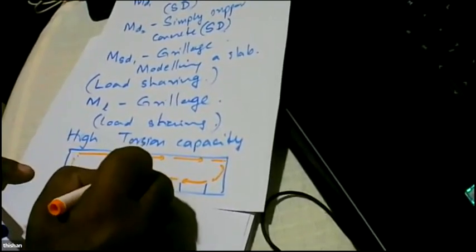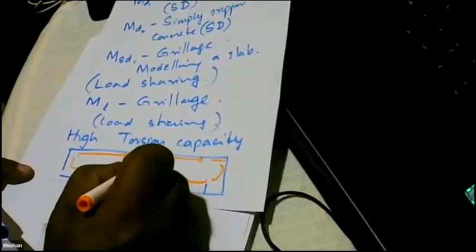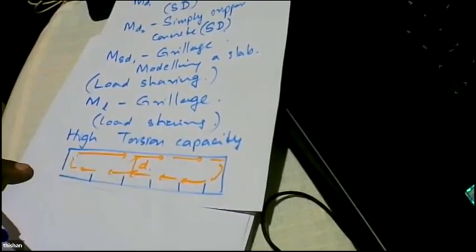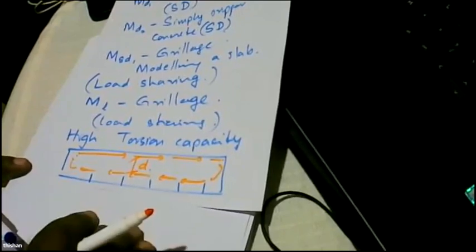But you can see, because we are considering a substantial depth, there's a significant distance between the torsional shear flow. When there's a significant distance between the torsional shear flow, the torsional moment carrying capacity is very high. So this is a very strong structure in torsion. And so it's a slab bridge.